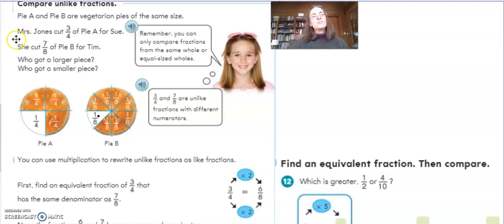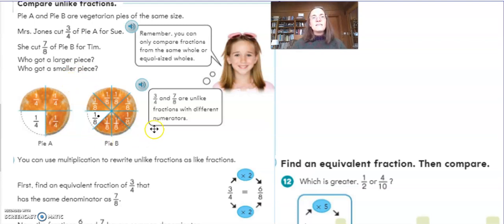Yum. Mrs. Jones cut 3/4 of pie A for Sue. Whoa, Sue got all this. Amazing. She cut 7/8 of pie B for Tim. Whoa, that's a lot of pie, Tim. Who got the larger piece and who got the smaller one?